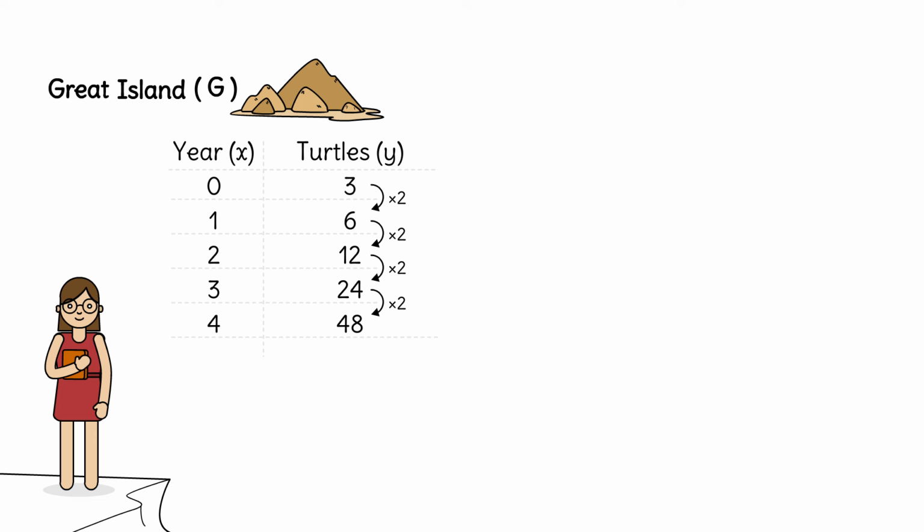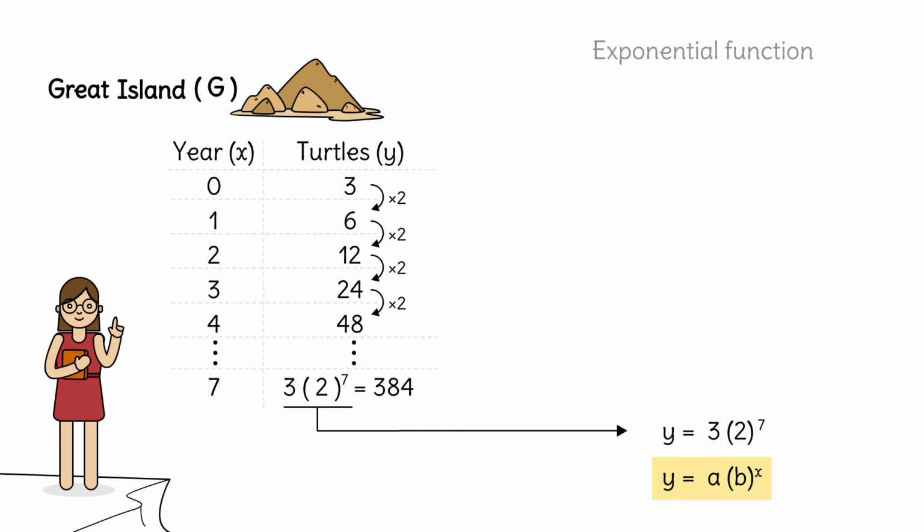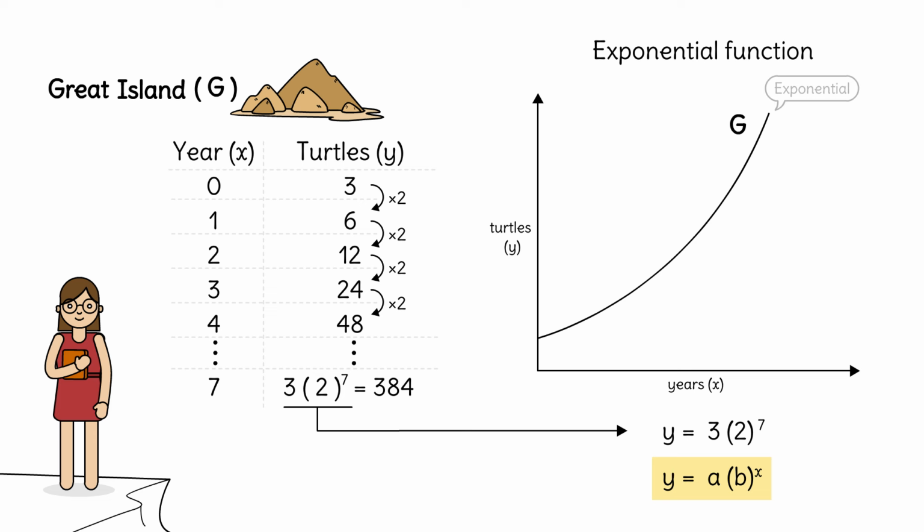Here the turtles appear to be doubling every year. So instead of adding a constant amount, we have an annual multiplier, times 2. So for example, to find the turtles for year 7, we multiply 3 turtles we started with times 2 seven times. We can use an exponent to write that. Wow, that sure looks like an exponential function. Y equals a times b to the x. Sally is on it. And here's the graph of the function.